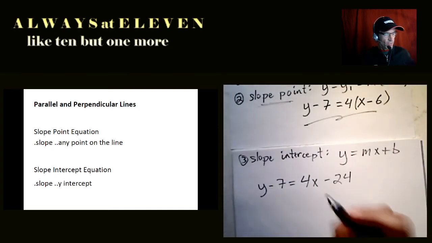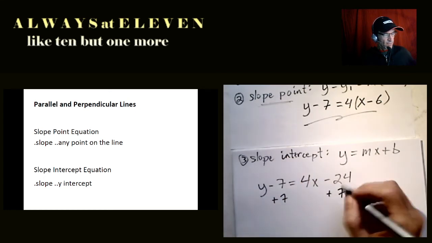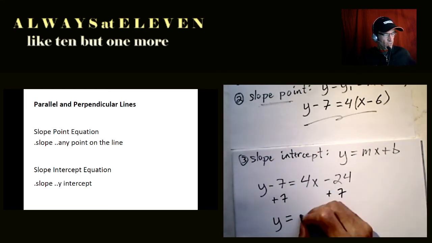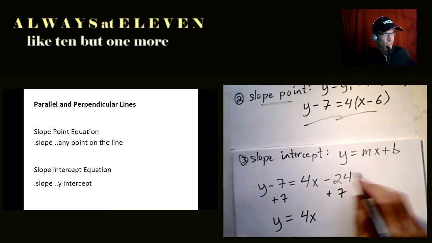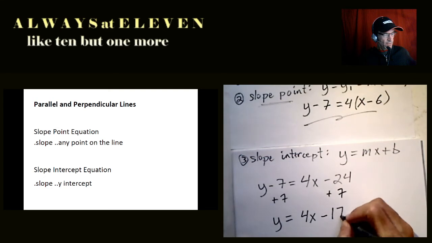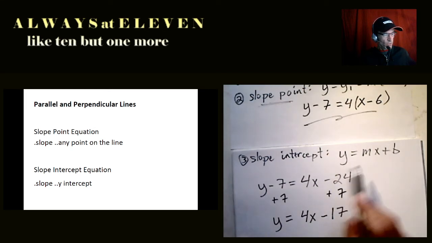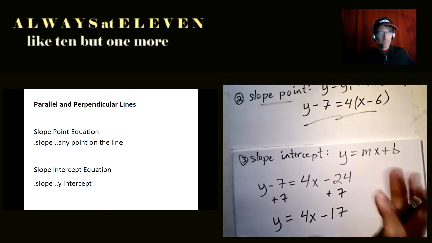Next, I'm going to move the 7 over. How? By adding 7 to both sides. Why? So that disappears over there. It adds up, equals 0, gone. And then we have this situation where you get 4x. And then 24 minus 7 is 17, but it's negative, so it looks like negative 17 to me. Now, of course, we can see y is equal to mx plus b. Pluses and minuses, they count as the same.